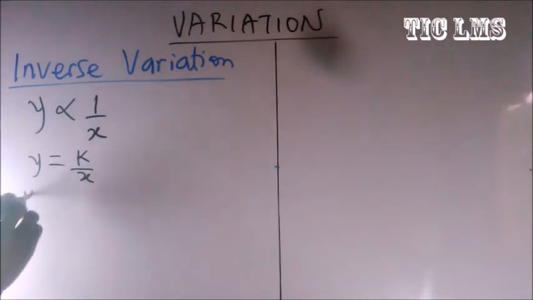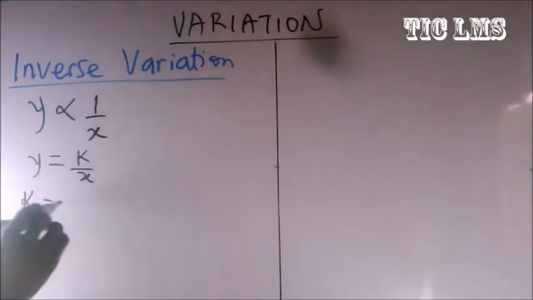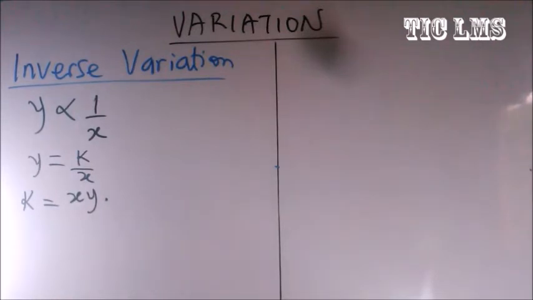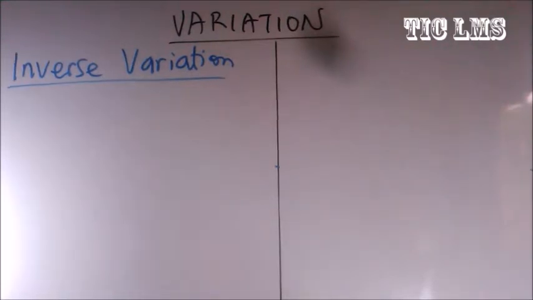So the k replaces the 1 that is above. Hence, we could make k the subject of the formula, and we have k equal to xy. In the inverse variation, k, which is the constant, is the multiplication of the two variables. Now let's look at an example. So let's take an example under inverse variation.